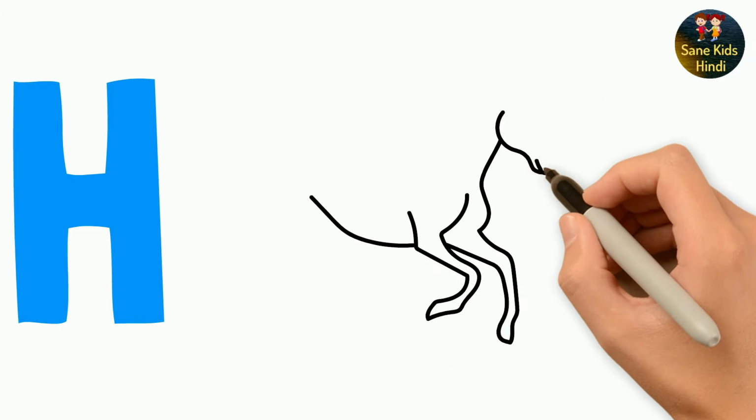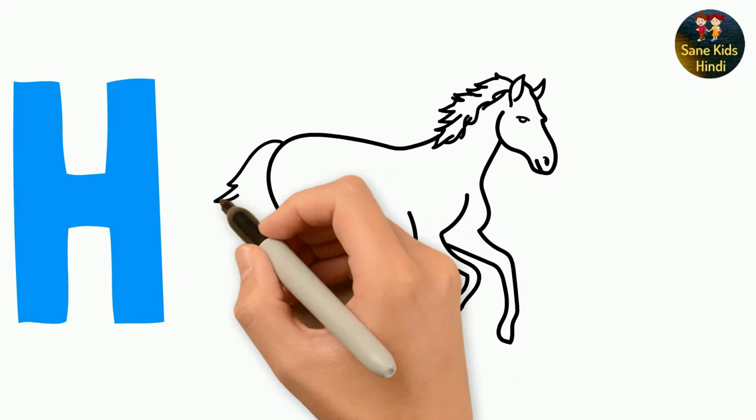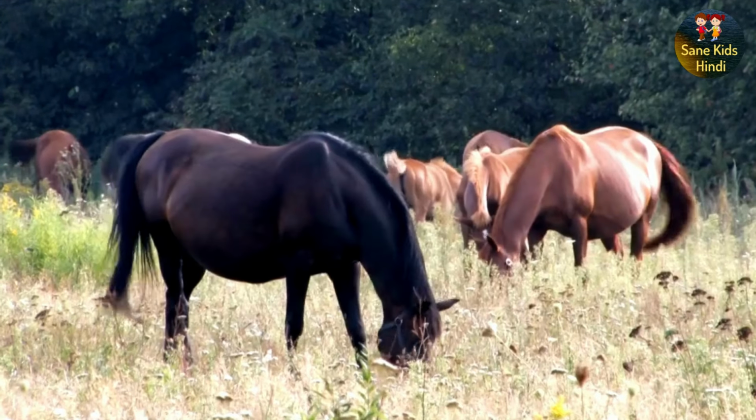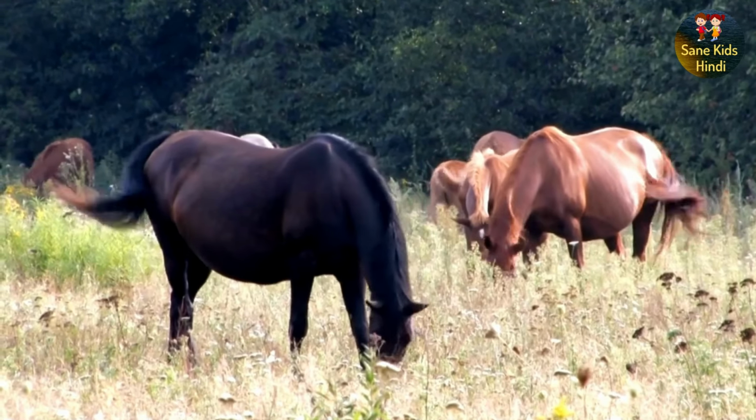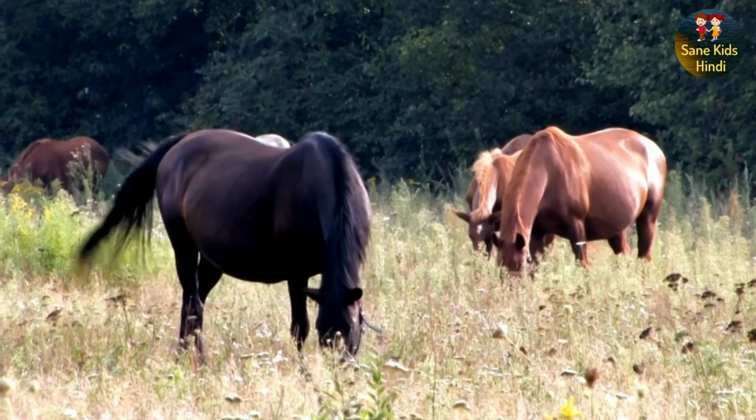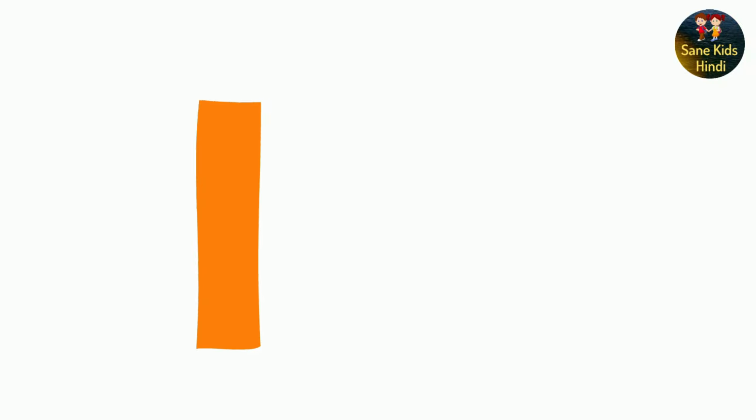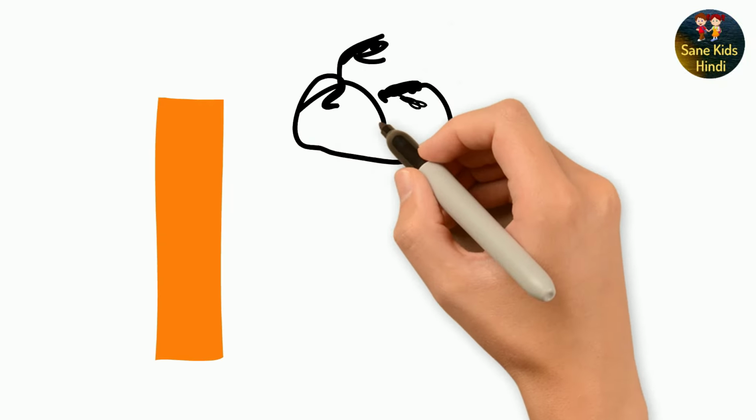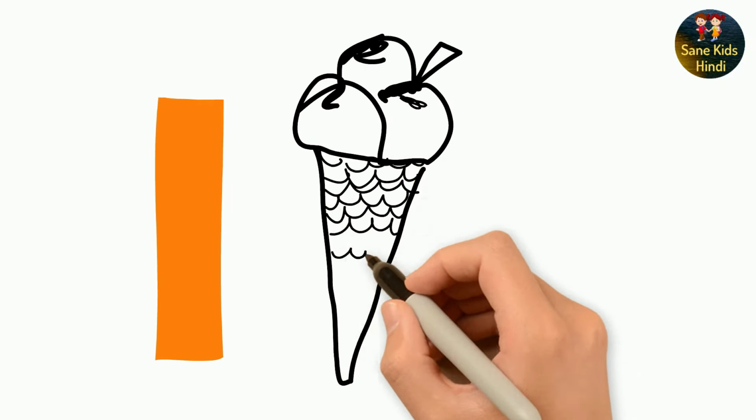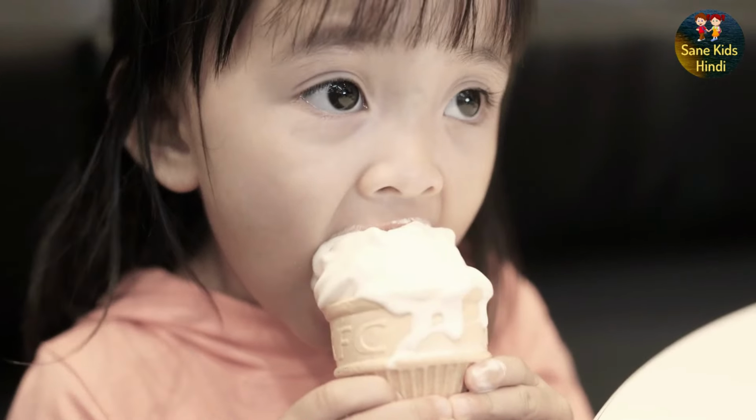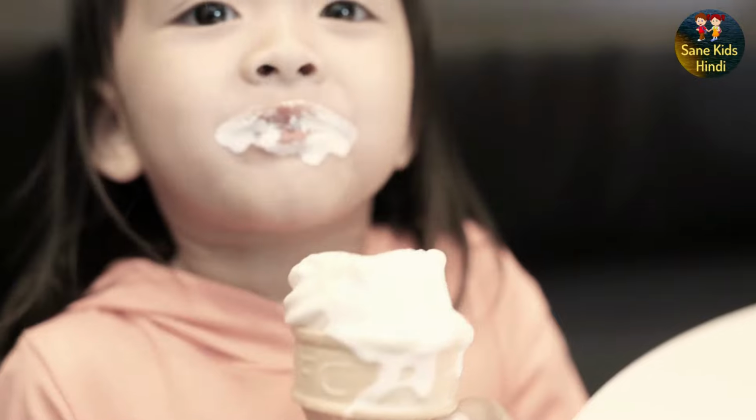H. H for horse. H, I, J, K, L, M, N, O. Say with me, horse. T, U, V, W, X, Y, Z. I for ice cream. Next time won't you sing with me? Say with me, ice cream.